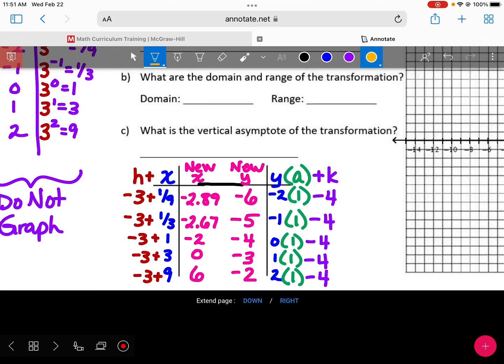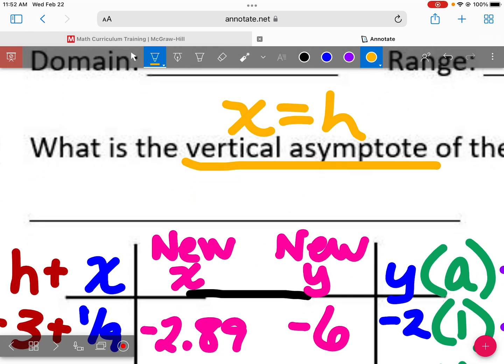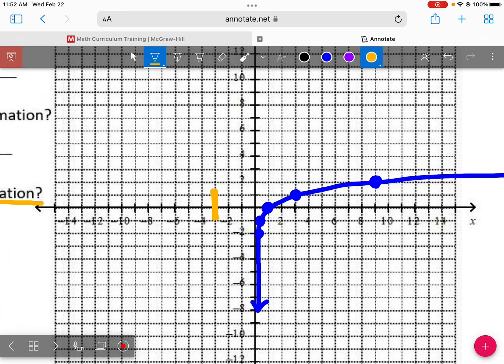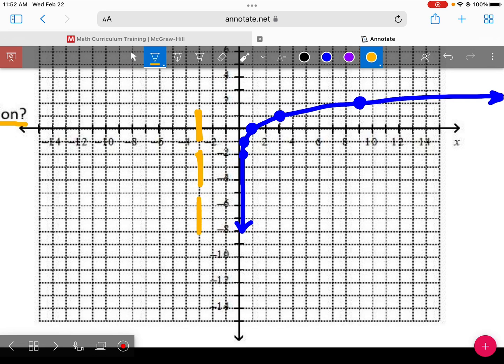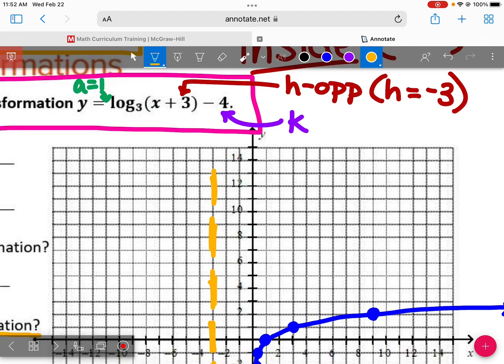Before I go and graph those, I need to get my vertical asymptote for the transformation on here. I told you guys yesterday how we find the vertical asymptote for a transformation. It's on the front page. X equals h. So this is going to be x equals what? X equals negative 3. So up and down line, vertical line at x equals negative 3. This is the line that we cannot touch or cross.